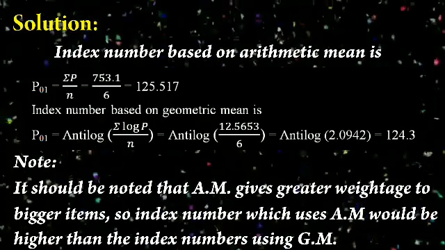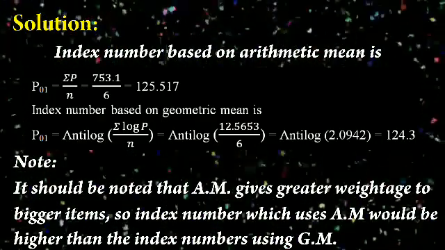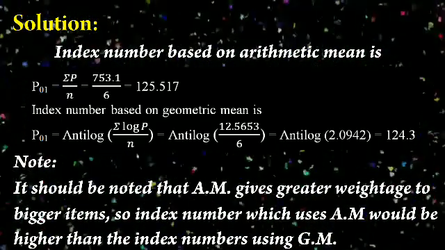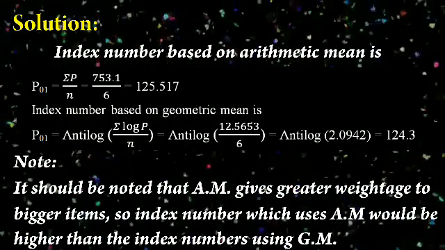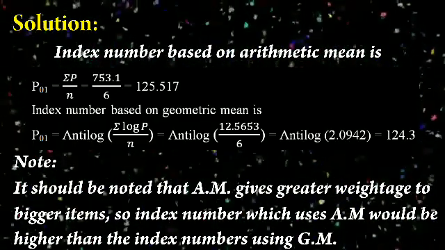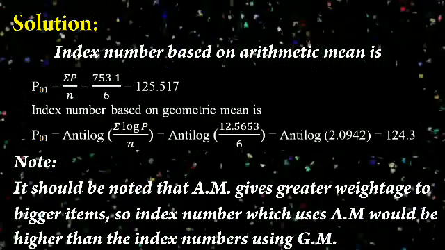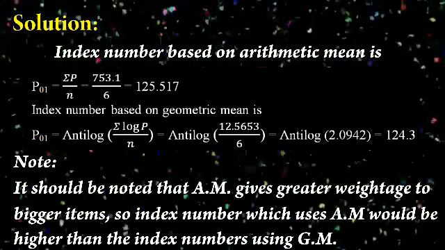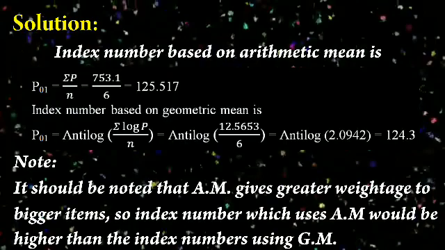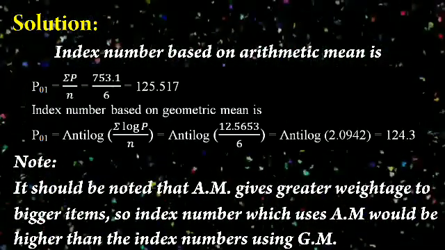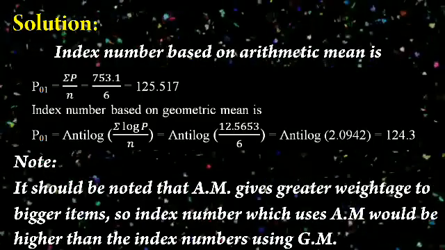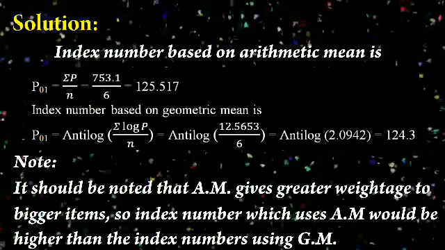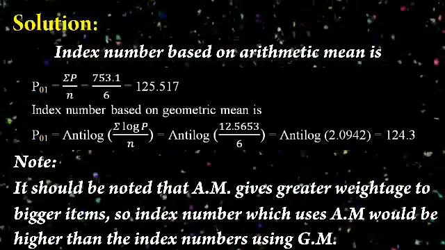Similarly, compute the index number based on the geometric mean. Write the formula P01 equal to antilog of sigma log P divided by small n, which is equal to antilog of 12.5653 divided by the number of observations, 6, that is equal to antilog of 2.0942, which is equal to 124.3. In order to find the antilog, press shift log 2.0942 and you will get the answer.